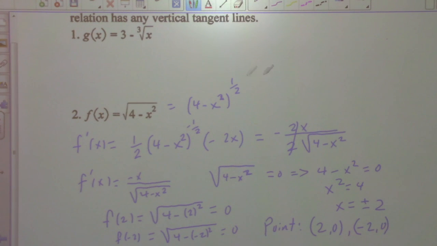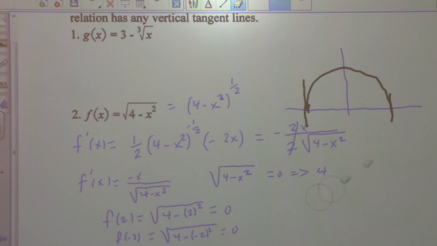Okay, what type of thing are we talking about in this function here? What is this function? I've talked about it in this class before. Anybody remember? Okay, this thing right here. A semicircle of radius 2. So we're talking about right here. This is where your points of tangency are. So you've got a semicircle. And really that's it for vertical tangent lines.